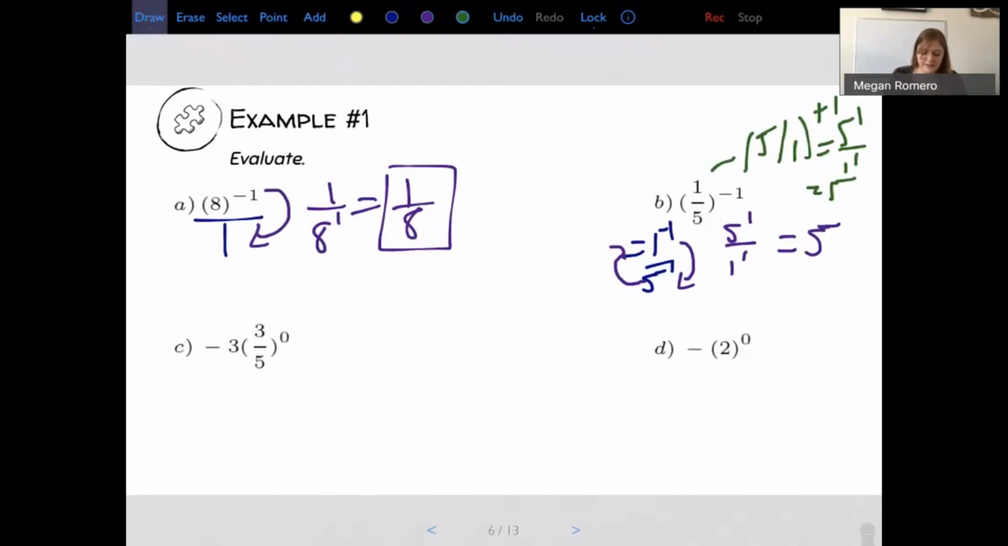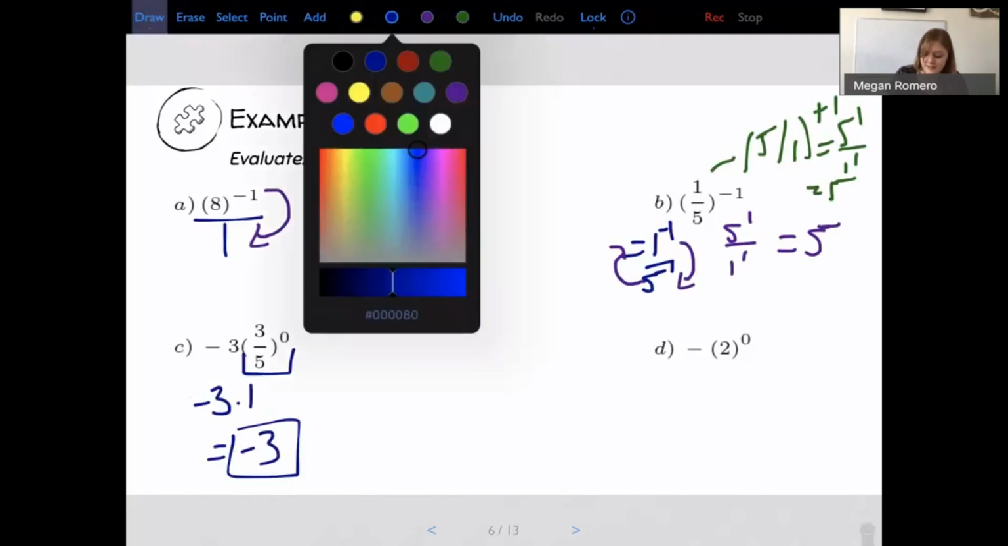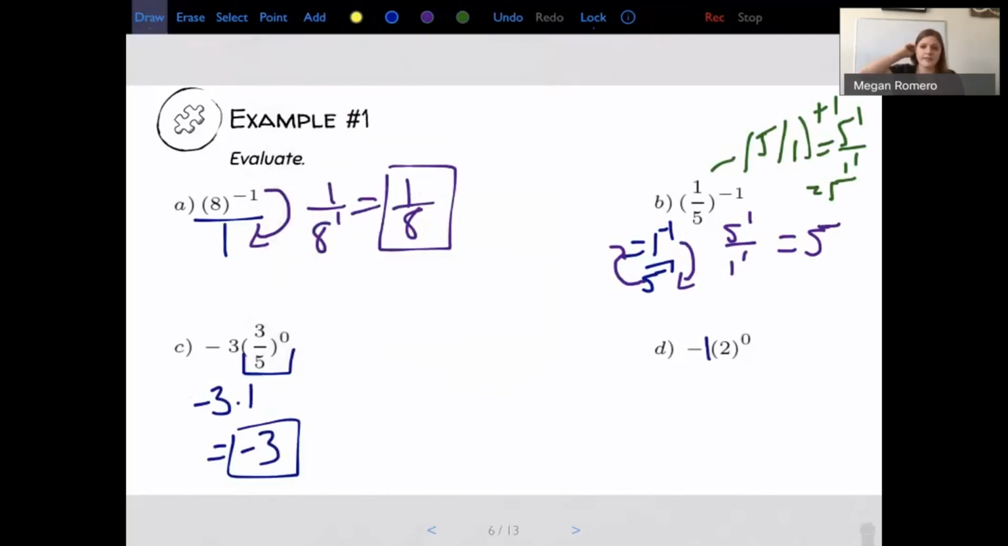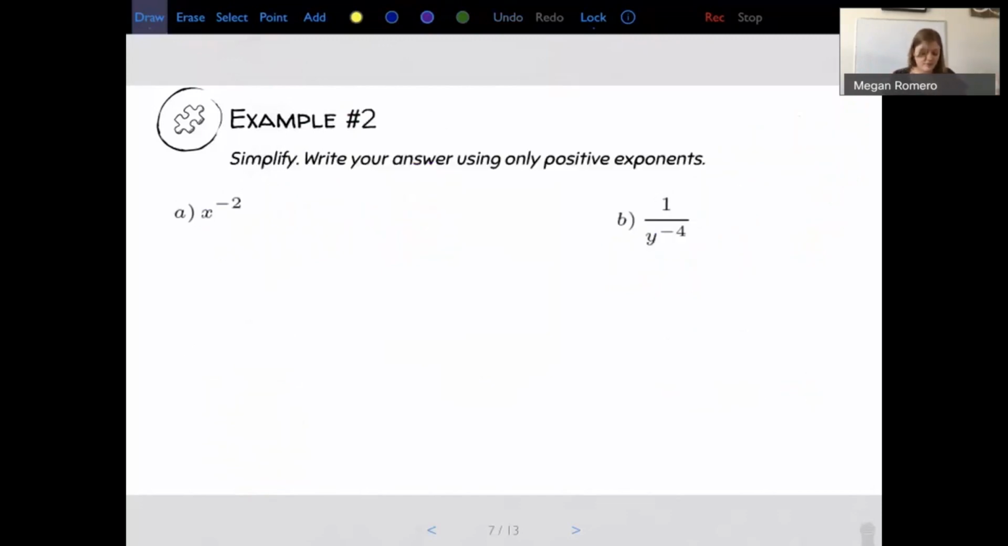Part C, negative 3 times 3 over 5 to the 0 power. Remember, with order of operations, we evaluate the exponent first. 3 over 5 to the 0 power is just 1, so we end up with negative 3 times 1, which is just negative 3. Example D, or part D, we have negative, and then we have 2 to the 0 power. Remember, when you see a minus sign in front, you can think that there's a negative 1 there and that it's being multiplied. 2 to the 0 power is 1, so we have negative 1 times 1, which is equal to negative 1.